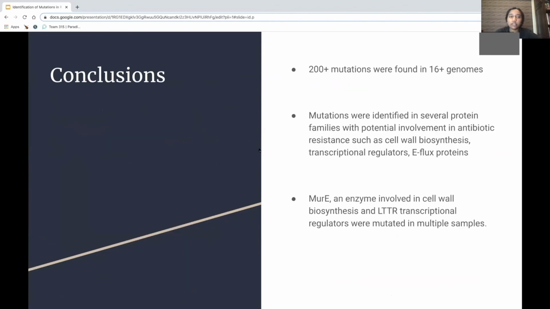In conclusion, over 200 mutations were found in 16 or more of the genomes, and mutations were also identified in several protein families with potential involvement in antibiotic resistance, such as cell wall biosynthesis, transcriptional regulators, and efflux proteins.